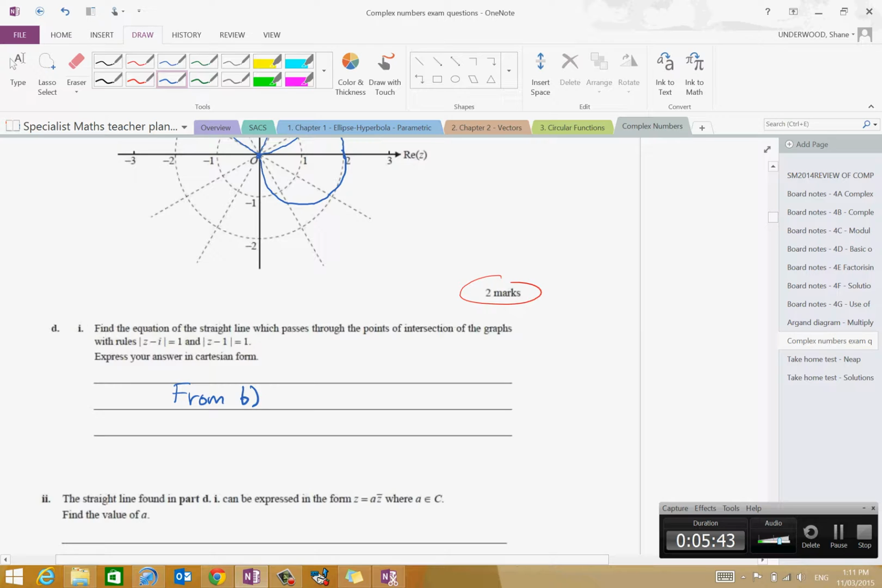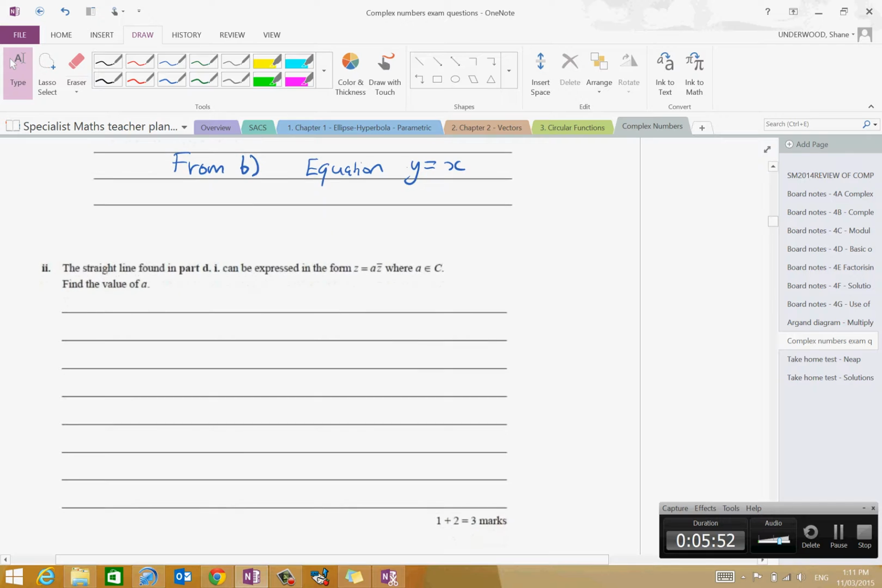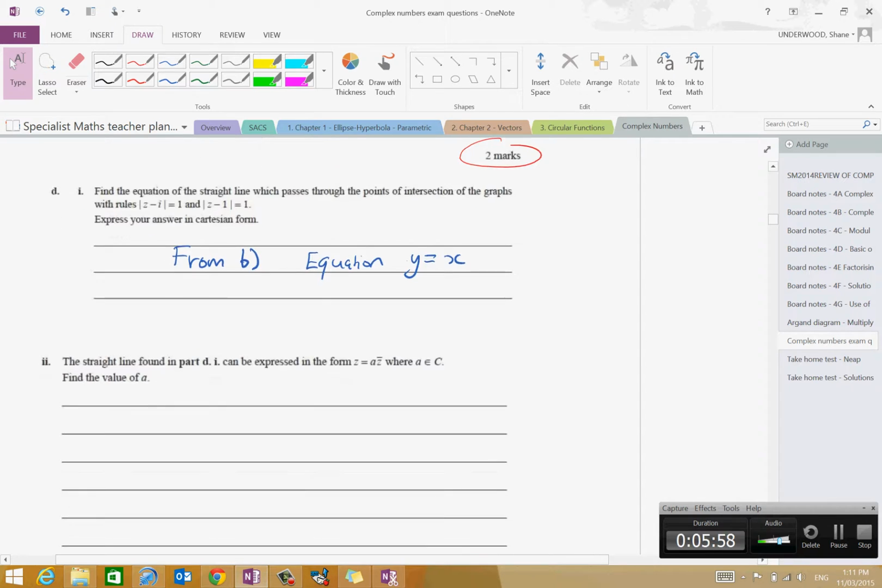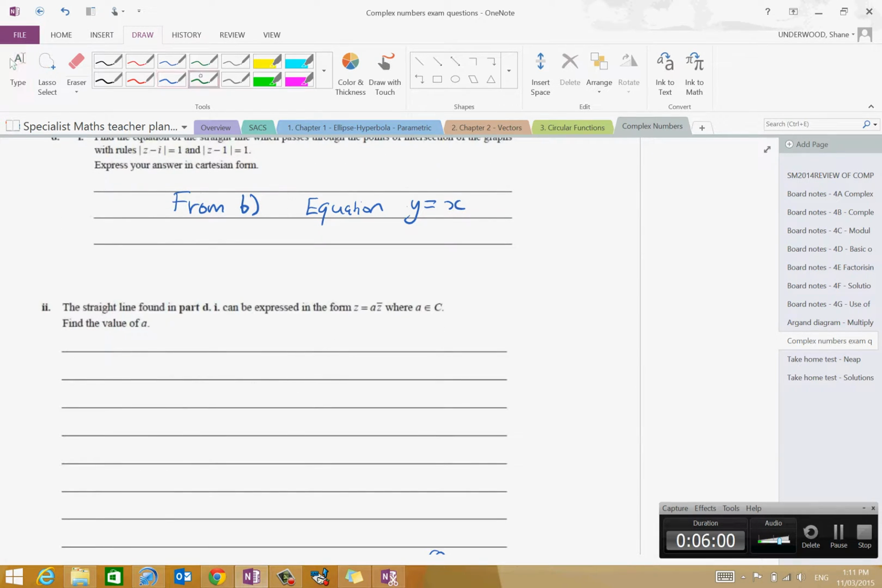What's the equation? Equation: y equals x. How many marks is that worth? It's 1. So do we need a method mark? No, we don't. We've already shown a method anyway, but we don't need it. That's what the answer is, okay?